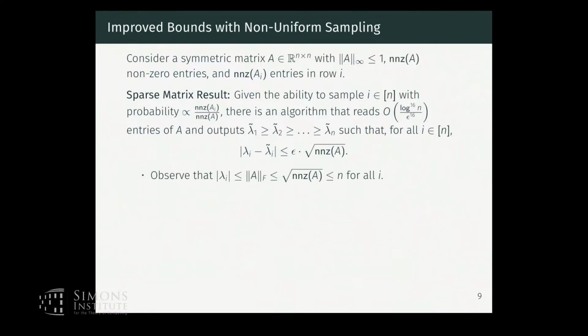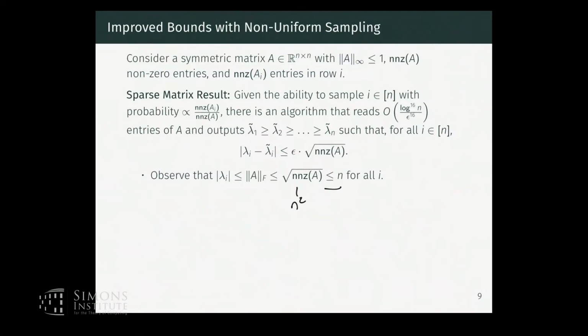And what's the meaning of that error guarantee? Well, the eigenvalues, remember, are bounded by the Frobenius norm, which is bounded by square root of nnz(A) if my entries are bounded by 1. But this is always less than n. And if nnz(A) is much, much smaller than n squared, then this will be much less than n. So this gives a much better error guarantee than our dense algorithm, right?